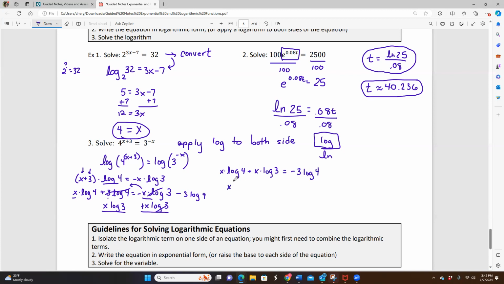Now, in order to solve for x, we factor an x out of both of these terms. And we'll have the common log of 4 plus the common log of 3 left. So we factor that x out. To solve this, we'll divide by this here to solve for x. So we're dividing by the common log of 4 plus the common log of 3 on both sides of the equation.